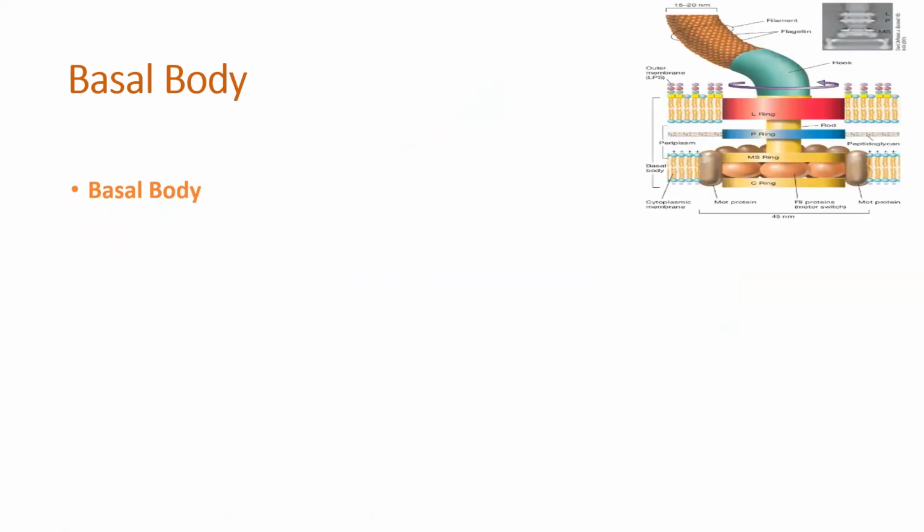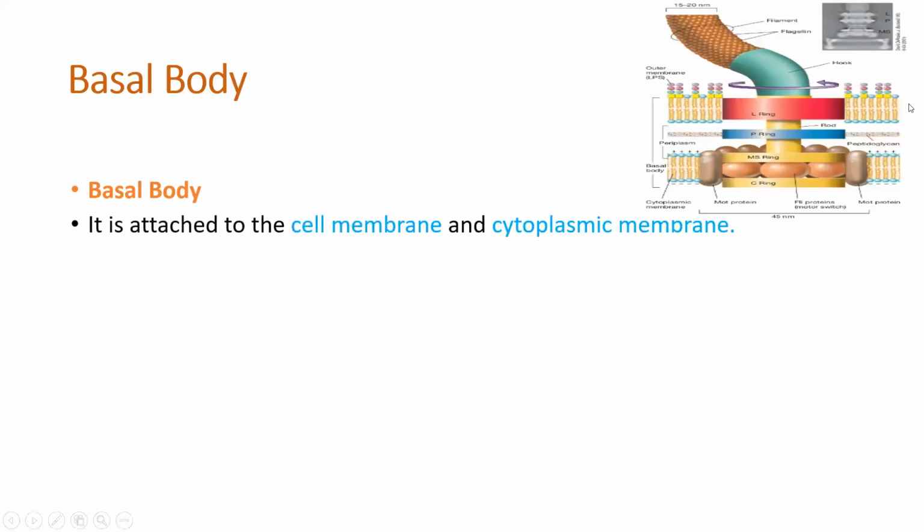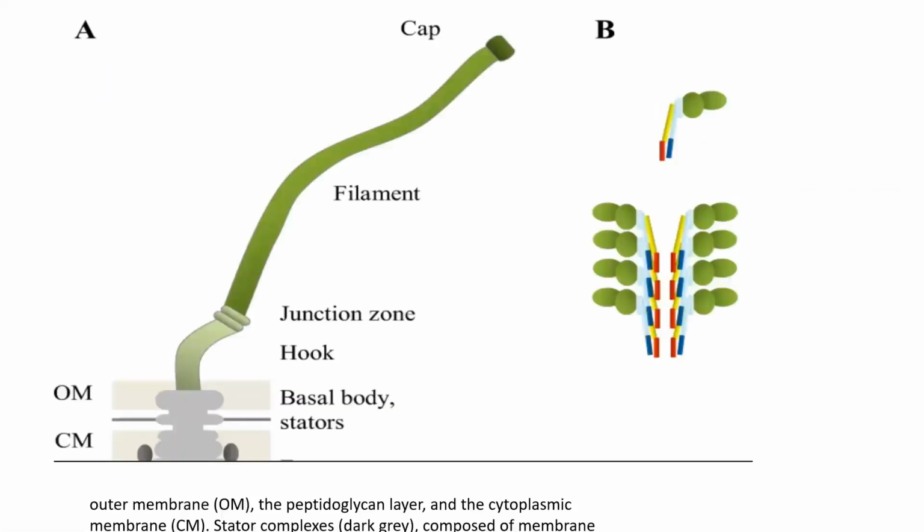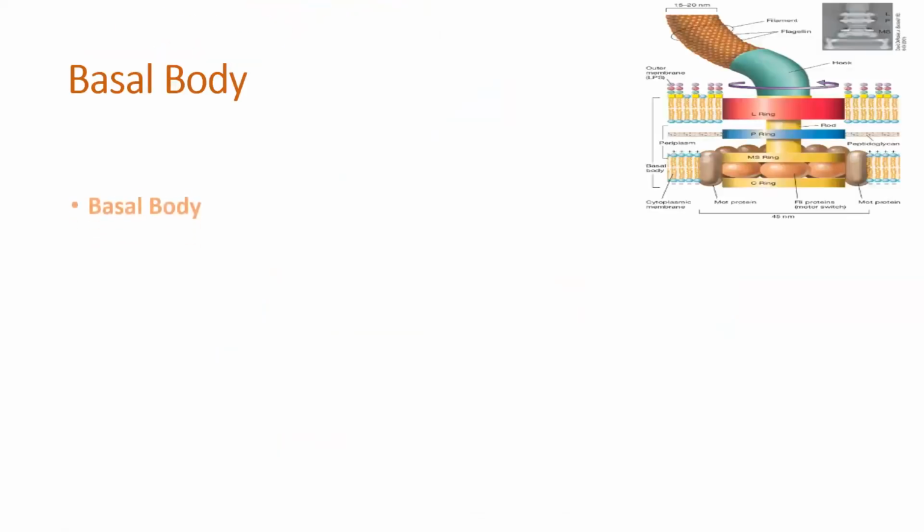Basal body. This is the basal body. It is attached to the cell membrane and cytoplasmic membrane. Already I told. Look at here. This is the CM ring and OM. This is the outer membrane. This is the cytoplasmic membrane. The basal body is made up of a cytoplasmic membrane and outer membrane. Both are made up of peptidoglycan layers. That is very, very important.